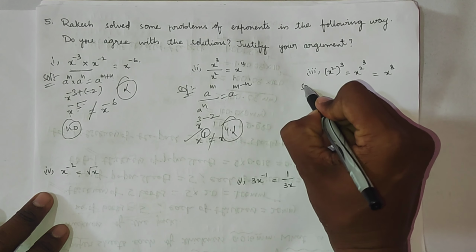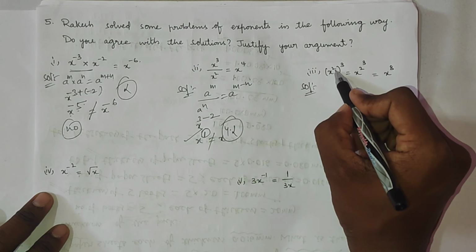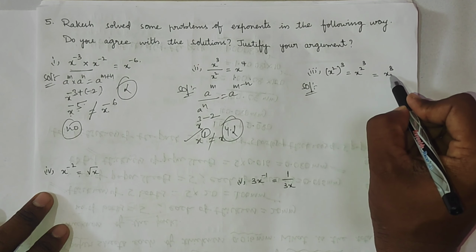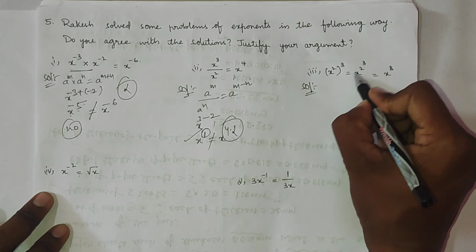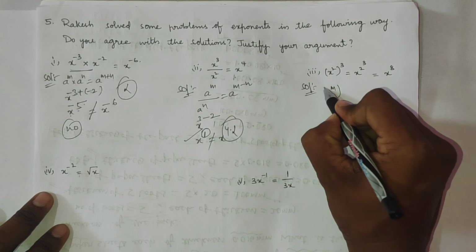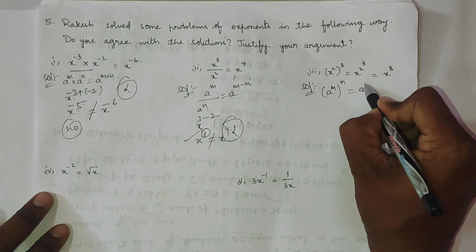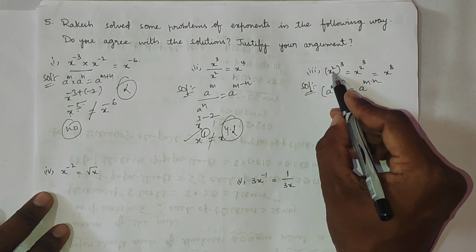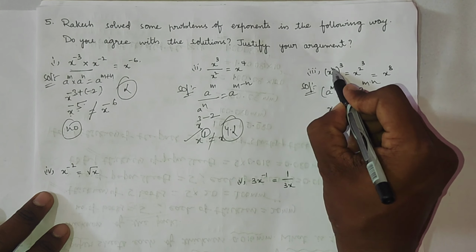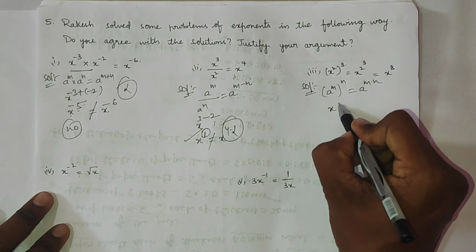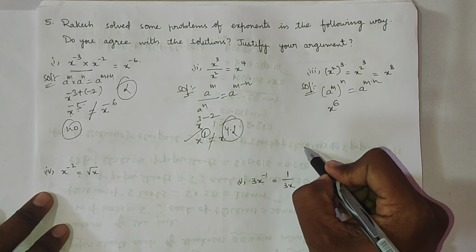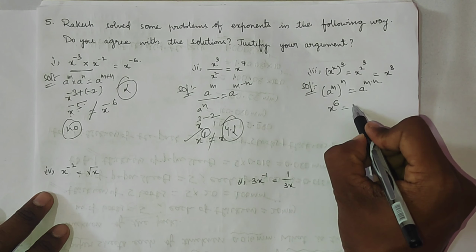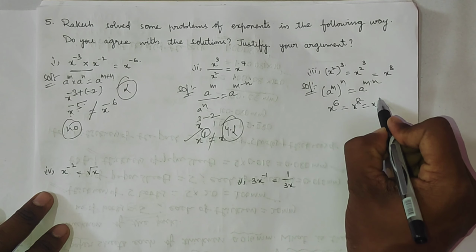Third one. What is the third question? x square whole cube is equal to x square and power 3 is equal to x to the power of 8. Clearly we know a to the power of m whole power of n is equal to a to the power of m into n. Right? Nothing but x to the power of 2 into 3. 2 into 3 is nothing but 6. Then what did we get here? x to the power of 8.